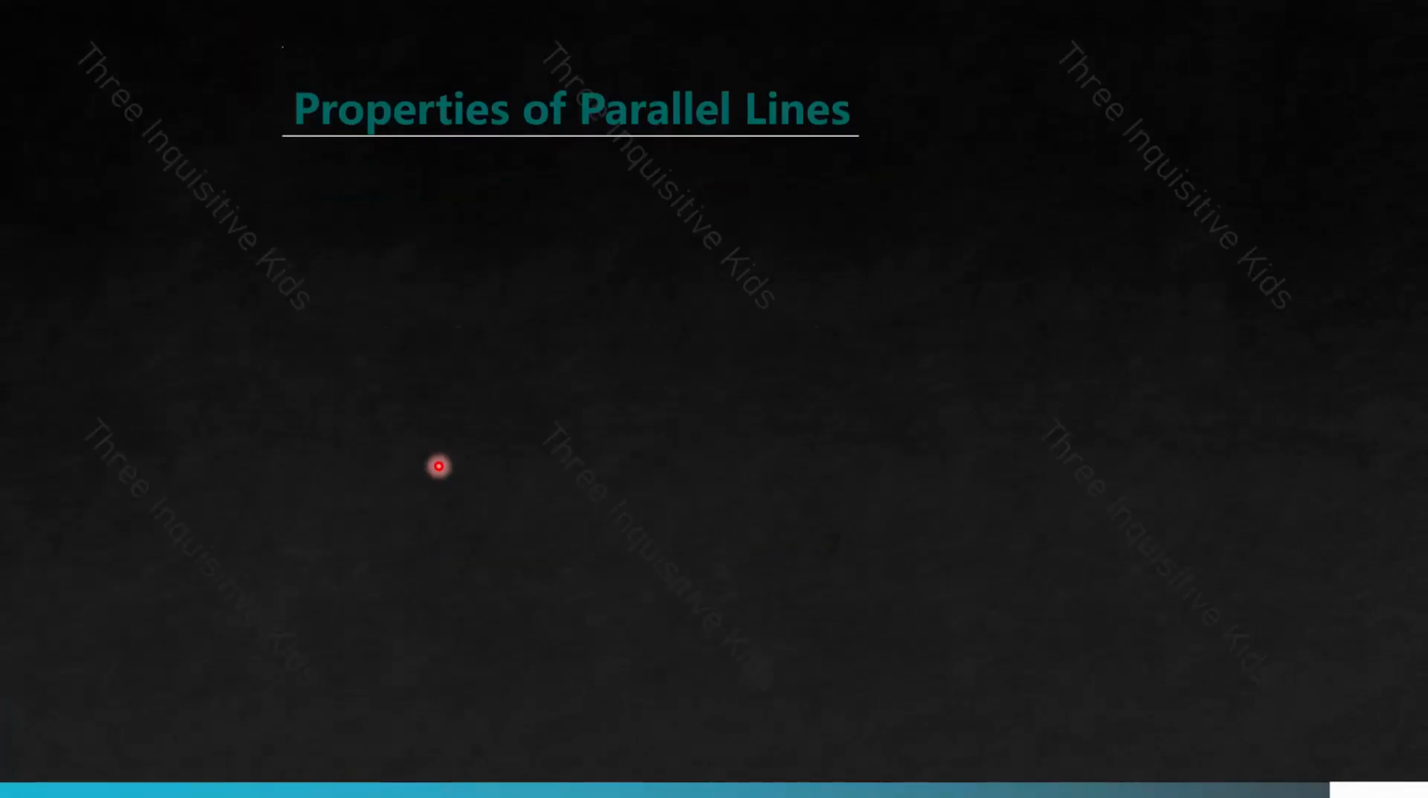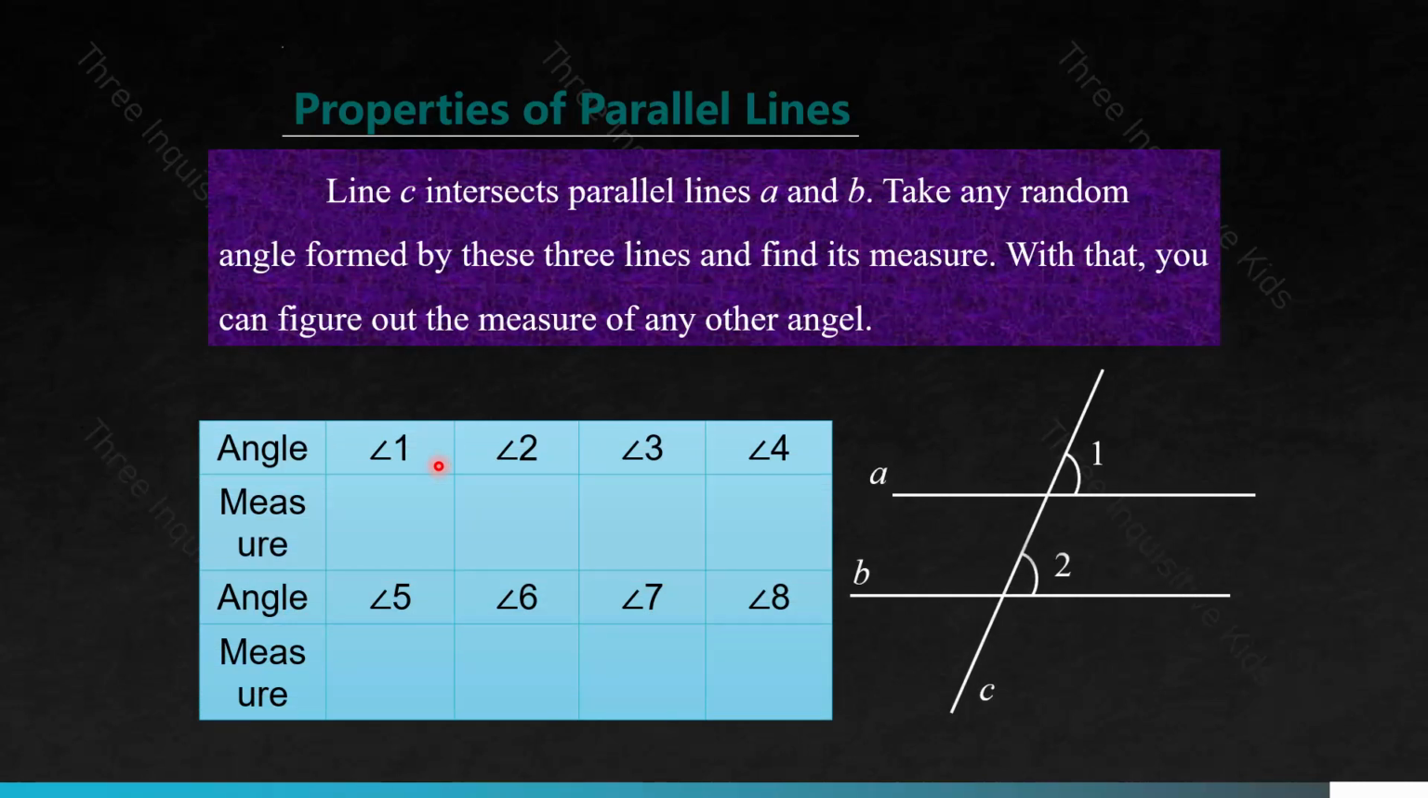Properties of parallel lines. Line C intersects parallel lines A and B, so we already know that lines A and B are parallel. Take any random angle formed by these three lines and find its measure. With that, you can figure out the measure of any other angle. What it's saying is if we take any angle and we measure it, using that one measurement, we can find out every other angle without measuring them directly using a ruler.